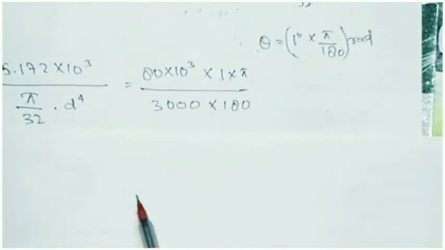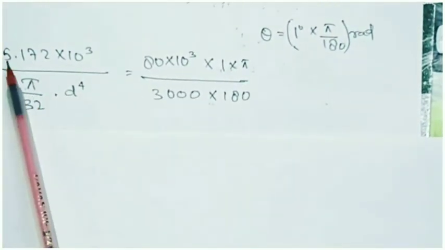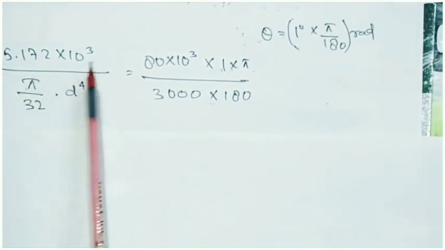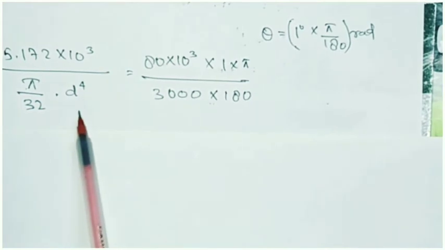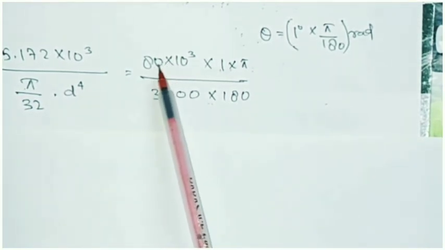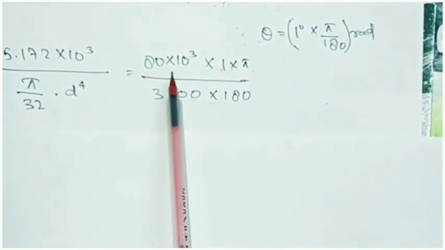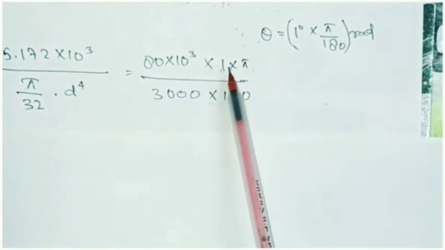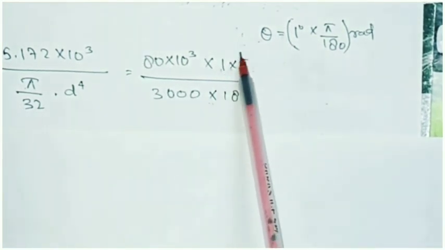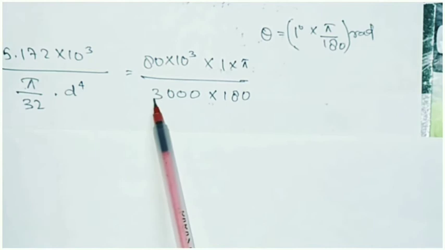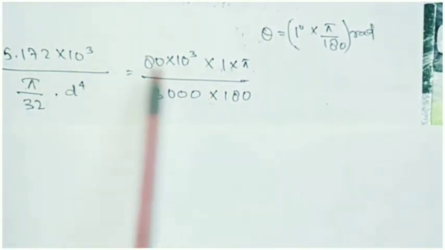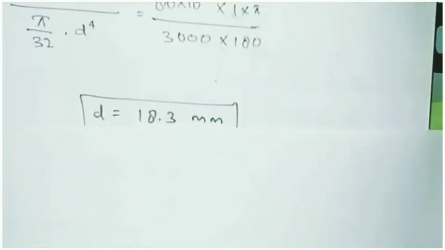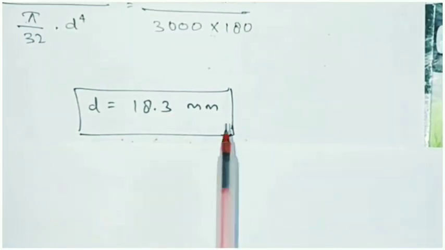Now, using all these values given in the question, T is 5.172 into 10 raised to the power 3, J is pi by 32 into d raised to the power 4. Here the value of C in the given question is 80 into 10 raised to the power 3, and we have converted theta, that was 1 degree earlier, by multiplying it by pi by 180, and divide by the whole length, that is 3000 millimeter. After calculating all this, the value of d comes out to be 18.3 millimeter.